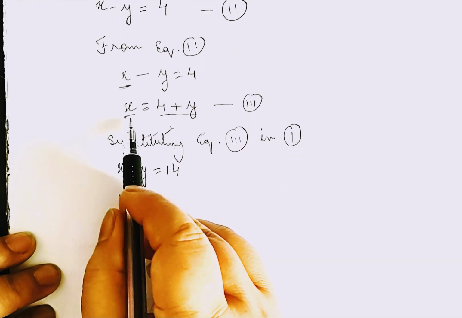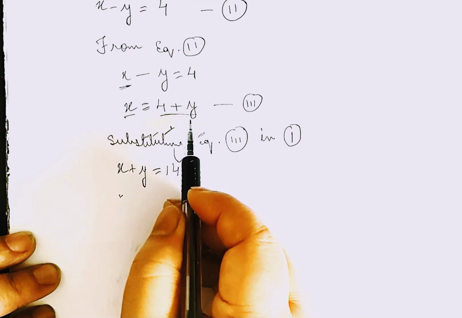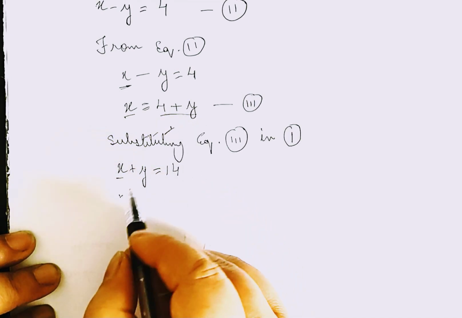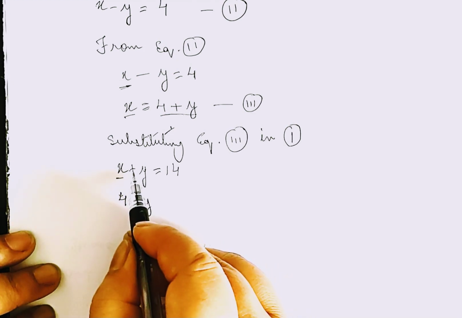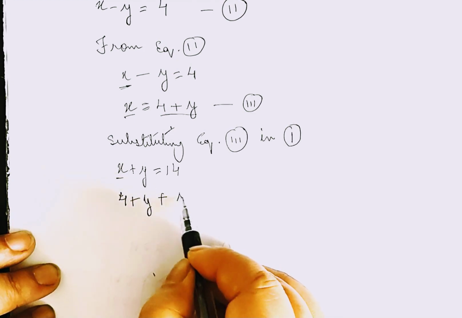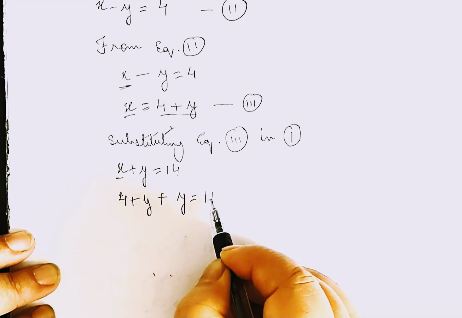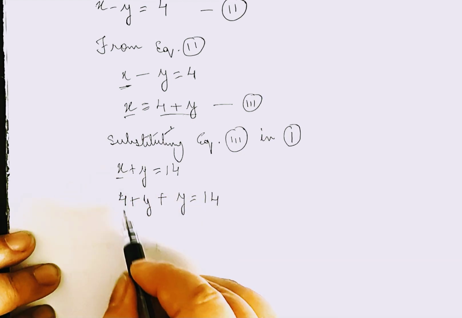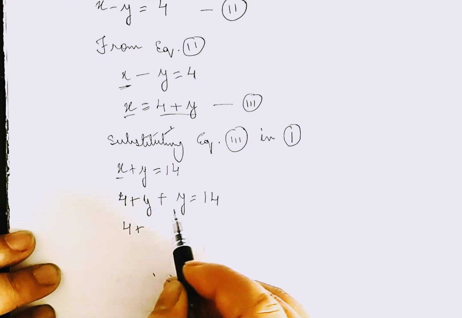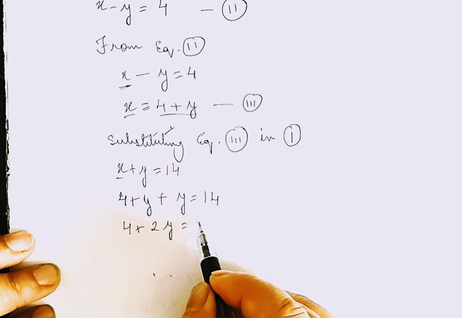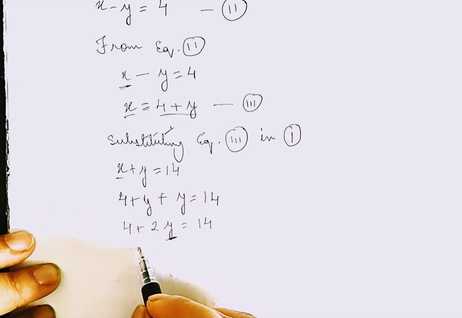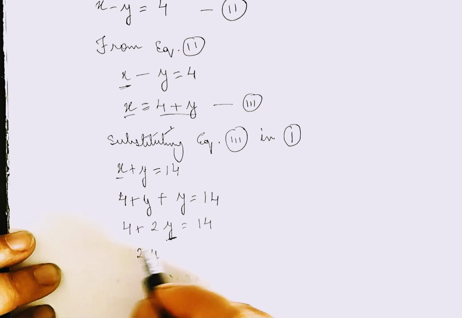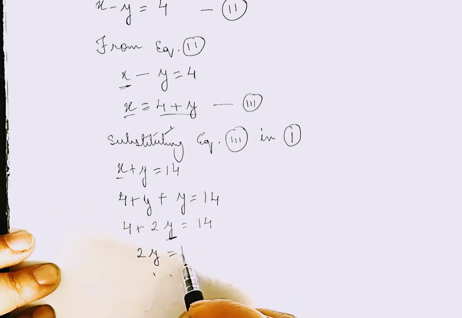Now what is x here? x is equal to 4 plus y, right? So for this x I will write here 4 plus y, then this plus here and this y here is equal to 14. Now see, 4 plus how many y's? 2. 2y equal to 14. Now our target is to find the value of y. So first you write here 2y, we will just take this 4 to the right hand side, that is equal to 14 as it is.